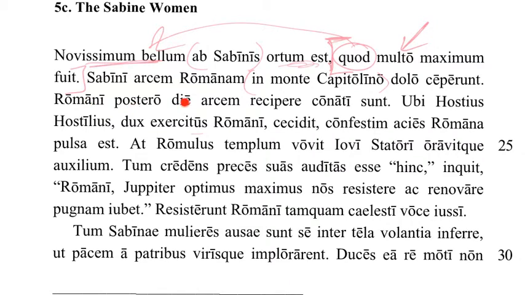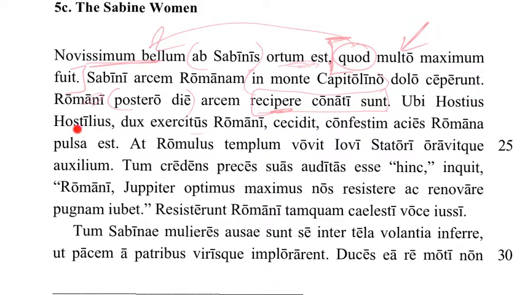Romani postero die arcem recipere conati sunt. Are we surprised? You have a battle. Sometimes the bad guys get your territory, and sometimes you get it back. Of course, are the Romans or the Sabines the bad guys here? We'll have to think about that some more. Romani, subject. Postero die, ablative of time when. When did they do this? Arcem, direct object, and then here is recipere, which is an infinitive because conati sunt takes an infinitive. So this whole phrase here is your verb.